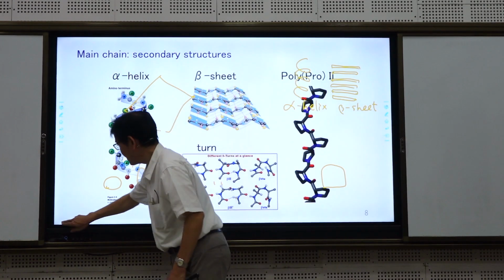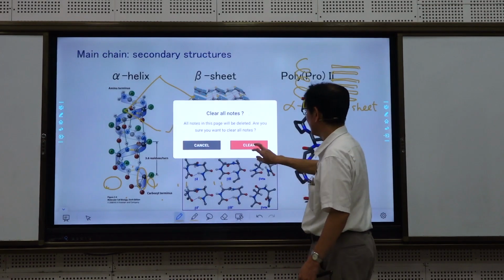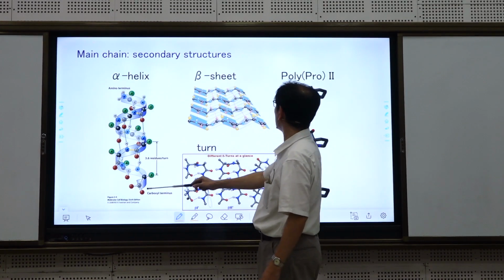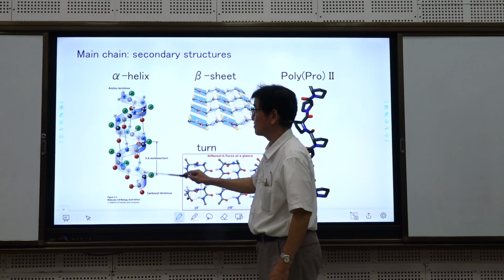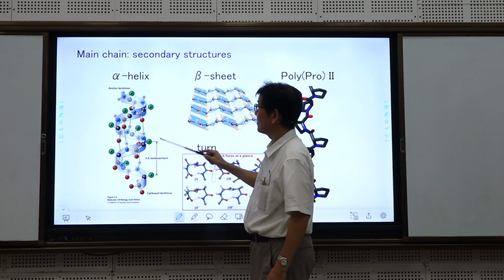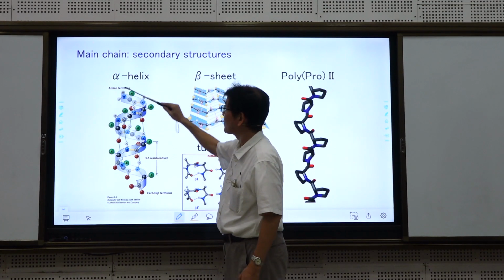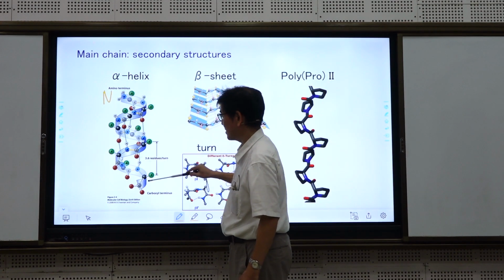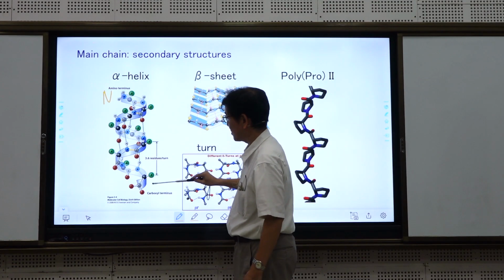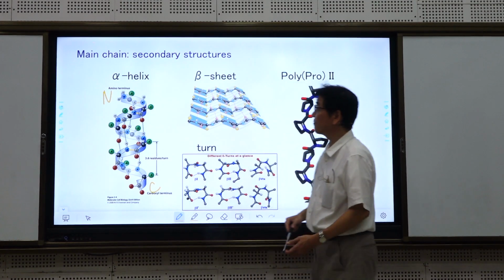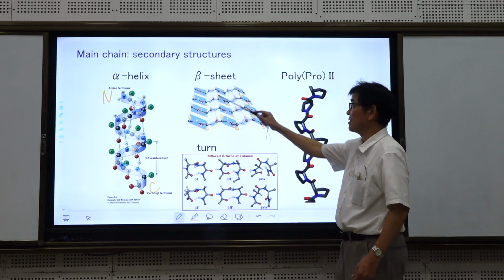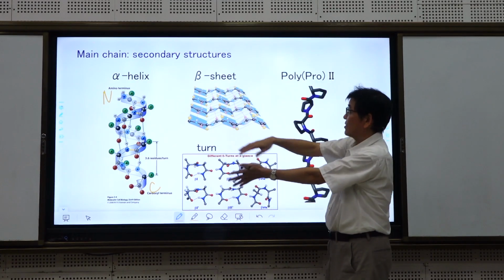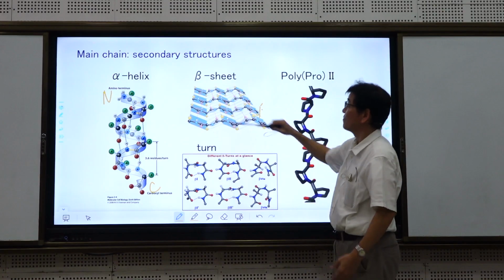This is a good picture. So sometimes the peptide chain forms an alpha helix structure. So this is the N terminal, and a helical structure is formed. This is the C terminal. Sometimes it forms a beta sheet structure, by extending and forming stacks with each other to form a sheet.